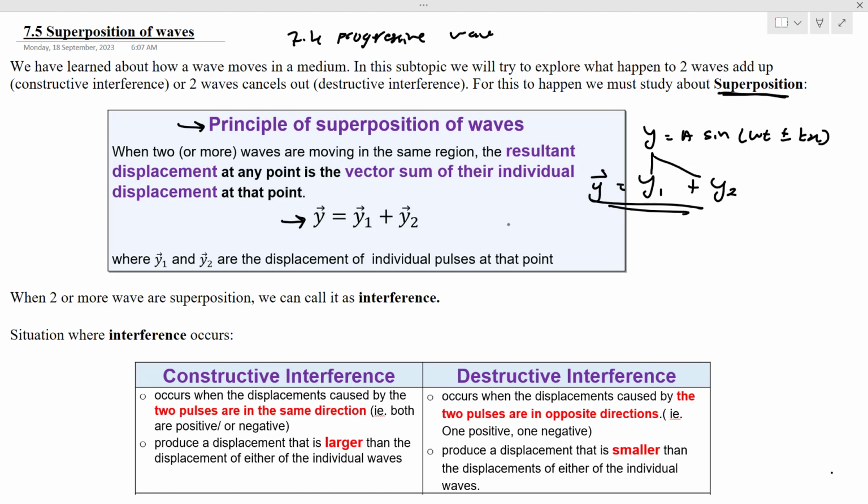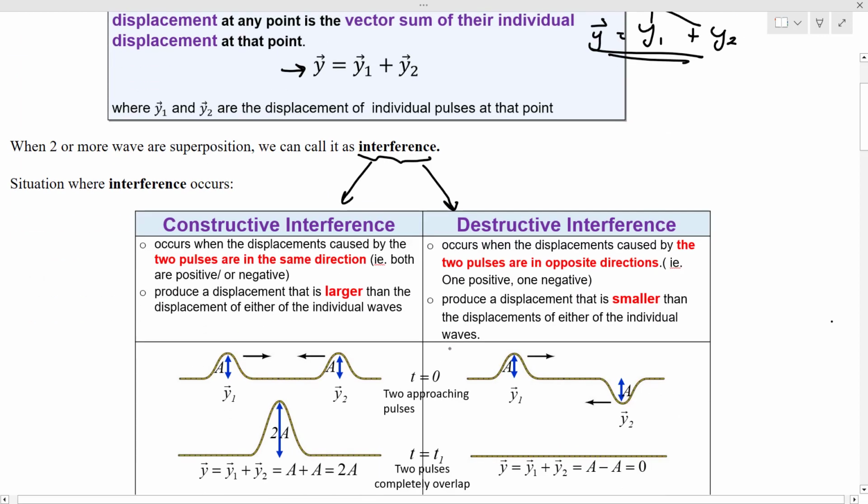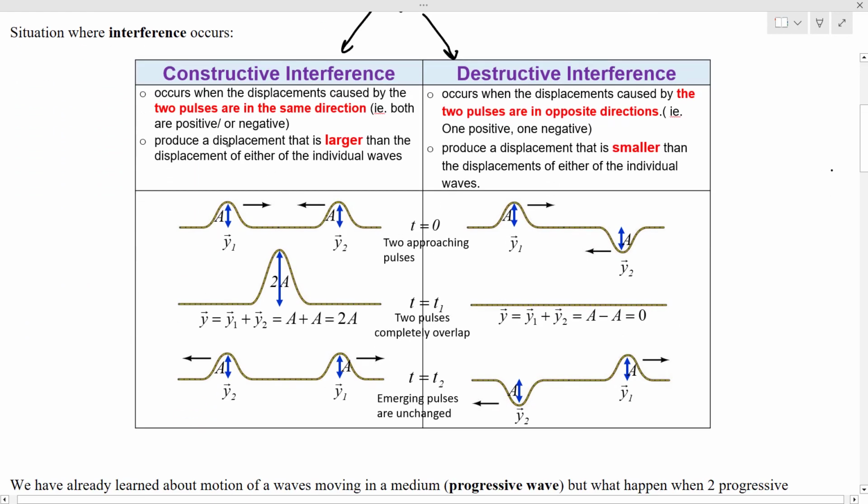When two or more waves are superposed, we call this interference. Nama lain untuk superposition ni adalah interference, dan interference ada dua case. You have constructive and destructive interference. So what is constructive interference? Constructive interference occurs when the displacement caused by two pulses are in the same direction, i.e. both are positive or negative.